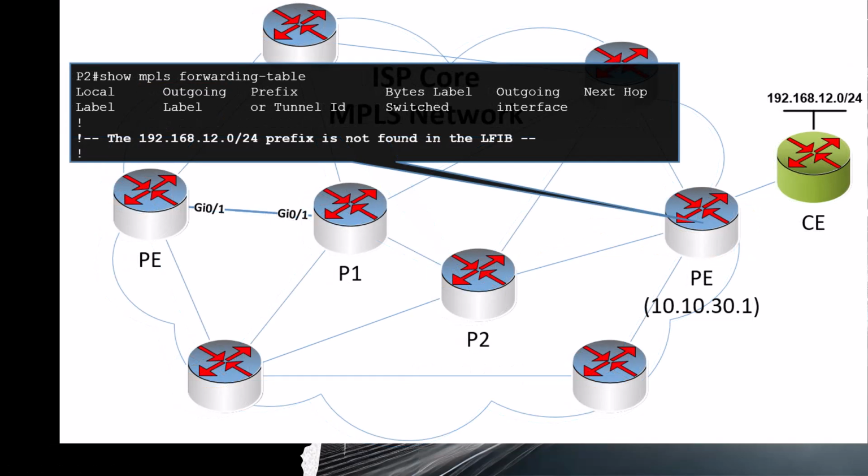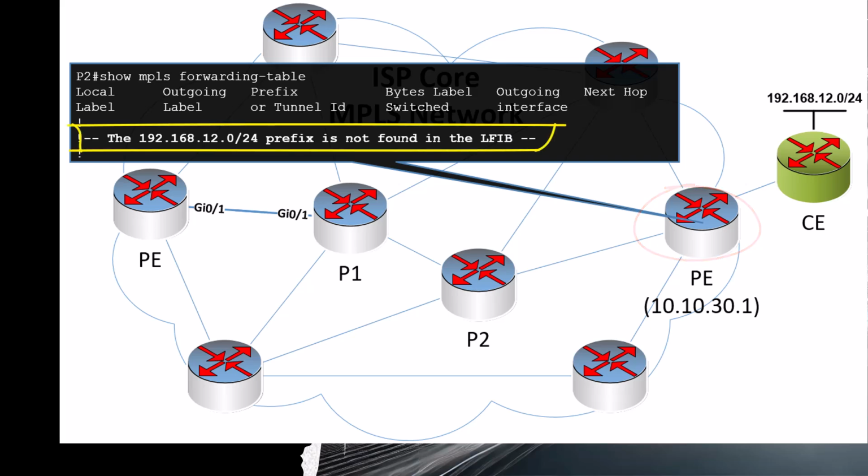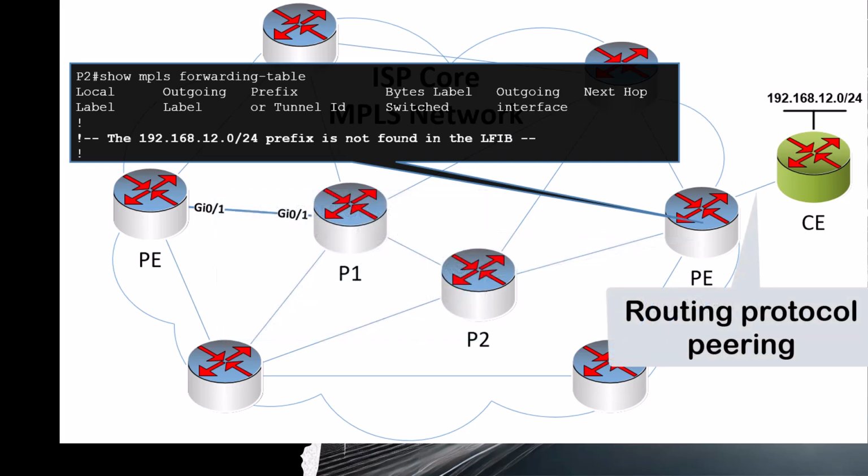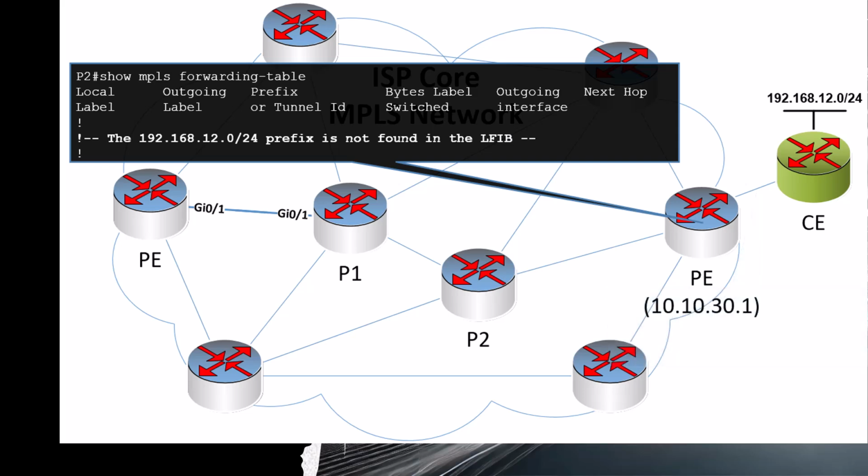Now we look at the LFIB of this PE router here and we'll see that we don't find the 192.168.12.0/24 network in the LFIB at all. Why? Because PE routers don't have a label assigned to the networks of the customers to which they are directly connected. This is because PE routers and CE routers will have a routing protocol running between them. So routing here takes place using conventional routing protocols. And it is for this reason that the penultimate label popping takes place. So once the packet reaches the PE, it is simple routing that will direct it to the CE and to the final destination network.